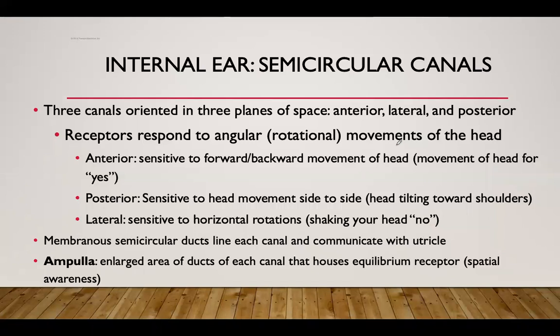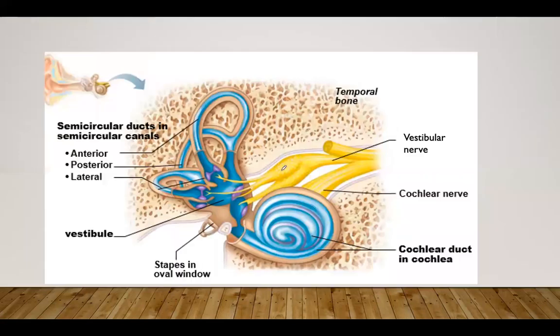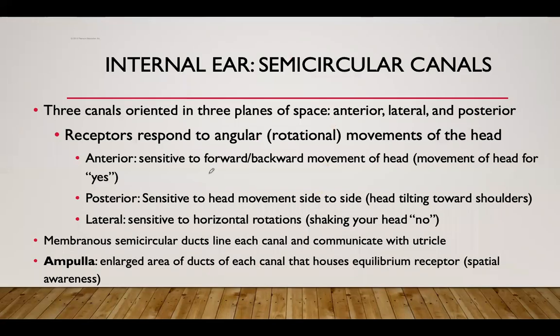The next structure we have are your semicircular canals. As I mentioned earlier, there are 3 semicircular canals, what we identify as the anterior one, the posterior one that sits in the back, and then the lateral one. The job of these is also very important. They actually measure what we identify as angular or rotational movement of the head. So it's not the movement of me going forward or backward or up or down, rather the rotational.